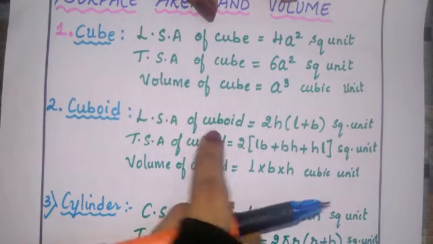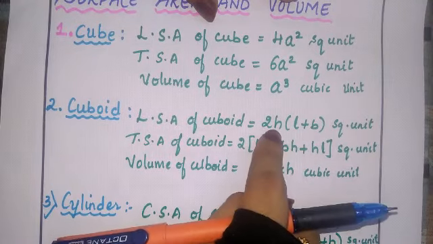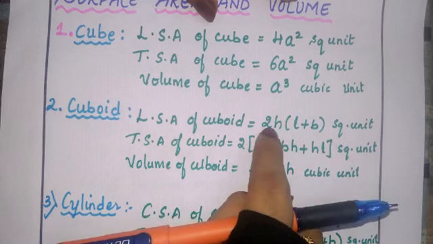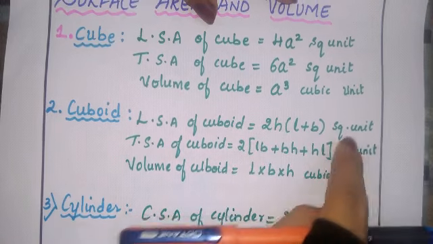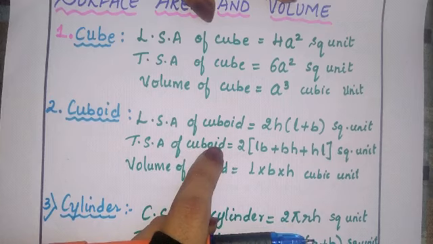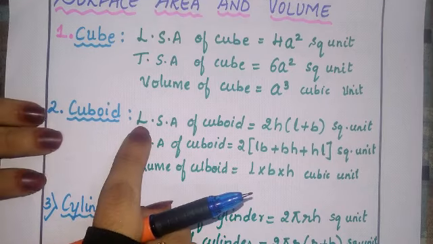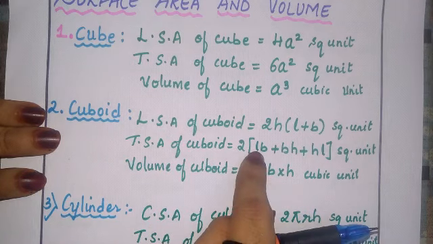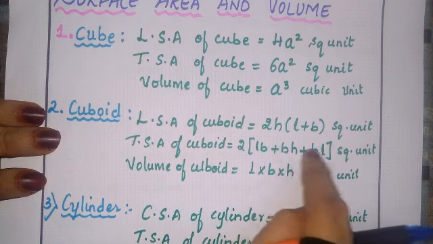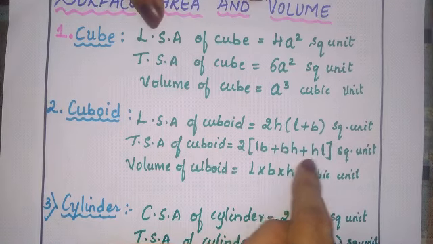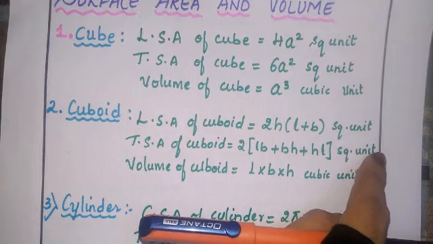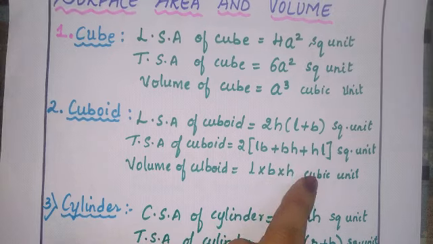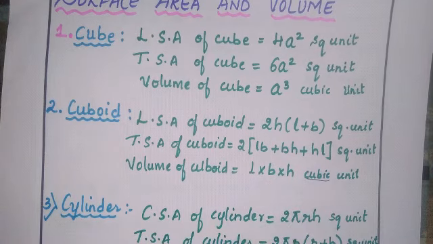LSA of cuboid is nothing but 2h(l + b). h is height, l stands for length, and b stands for breadth. So 2h(l + b), area, so square unit. TSA of cuboid, total surface area of cuboid, is 2(lb + bh + hl), square unit. LSA is lateral surface area of cuboid. Volume of cuboid is nothing but length into breadth into height, cubic unit. Volume is always in cubic centimeter.